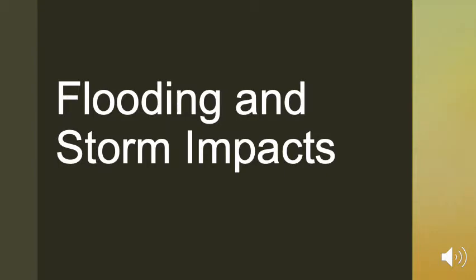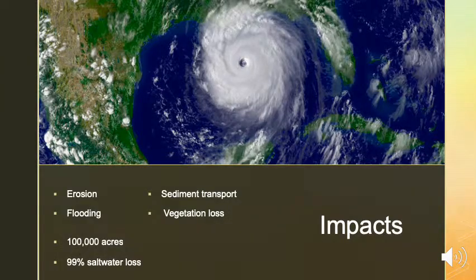Lastly, we'll talk about the effects of flooding and storm events on coastal wetlands. Extreme storm events such as hurricanes are known to cause a wide range of damaging effects along coastal shorelines, including erosion, flooding, movement of sediment, and vegetation loss. These types of disturbances are mainly caused by the wind and water effects these storm events have on the ecosystem.